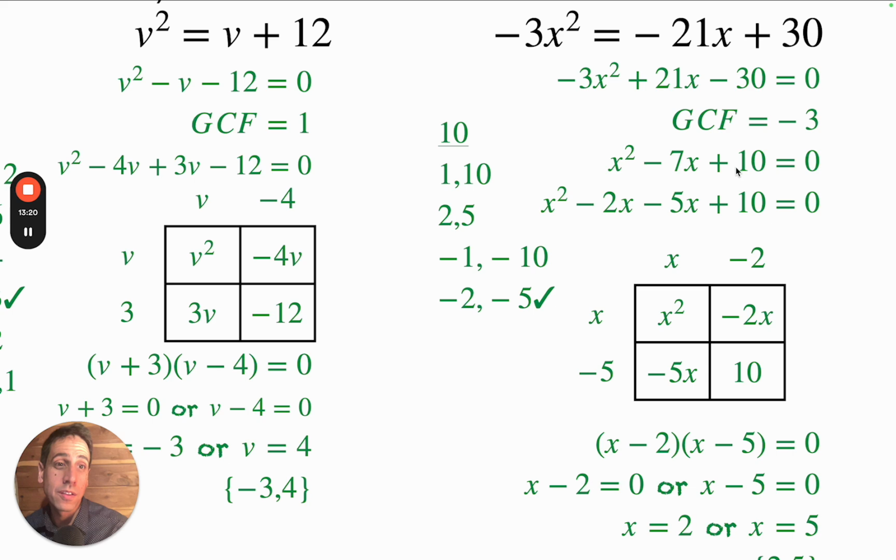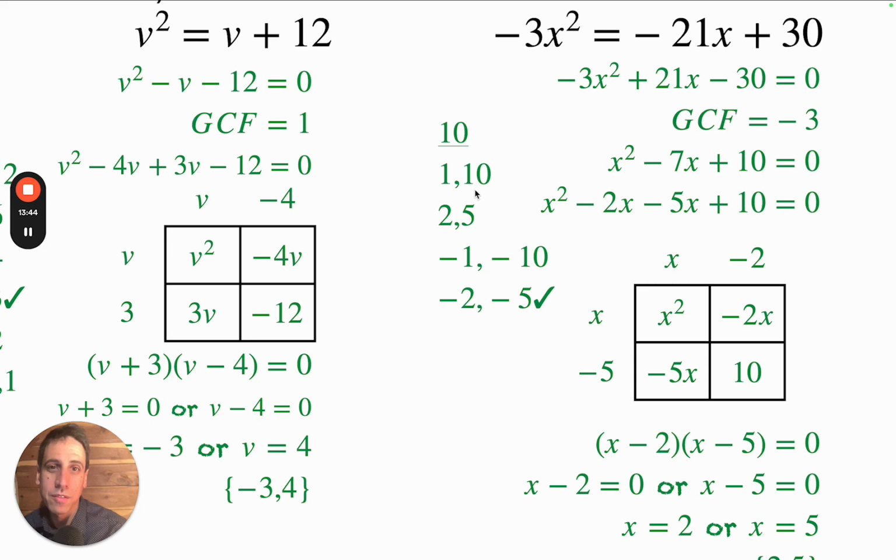Now the c term is 10, so I have to list the numbers that multiply up to positive 10, and it's 1 and 10, and 2 and 5. But none of them actually add up to the b value, which is negative 7. So what I can do is continue and just say negative 1 and negative 10, and negative 2 and negative 5. Take these and just add some negatives. They still multiply up to positive 10.